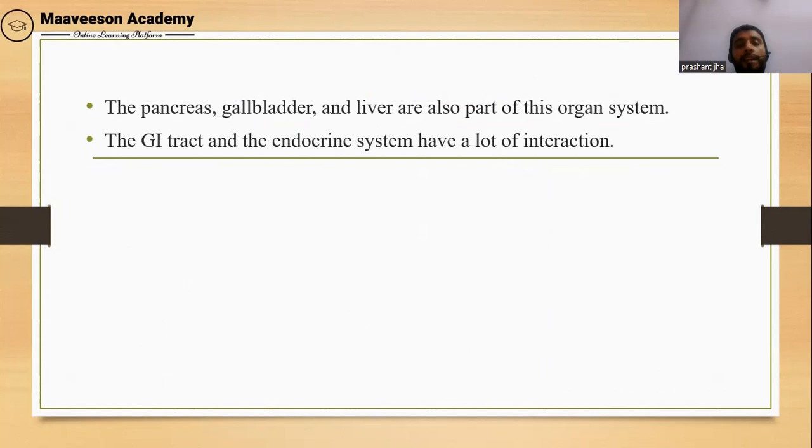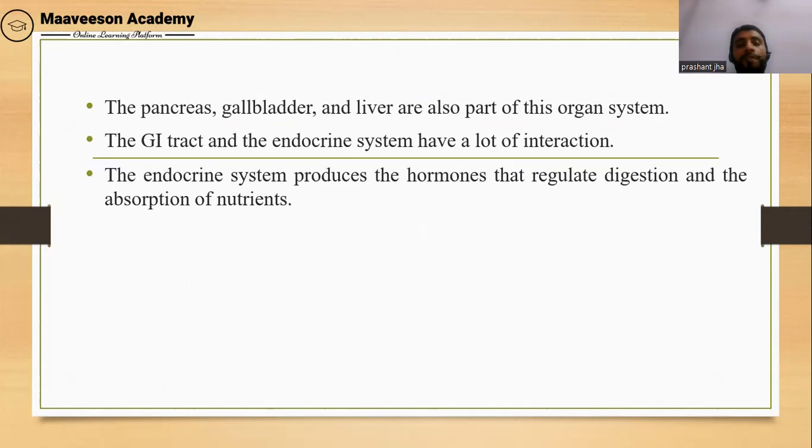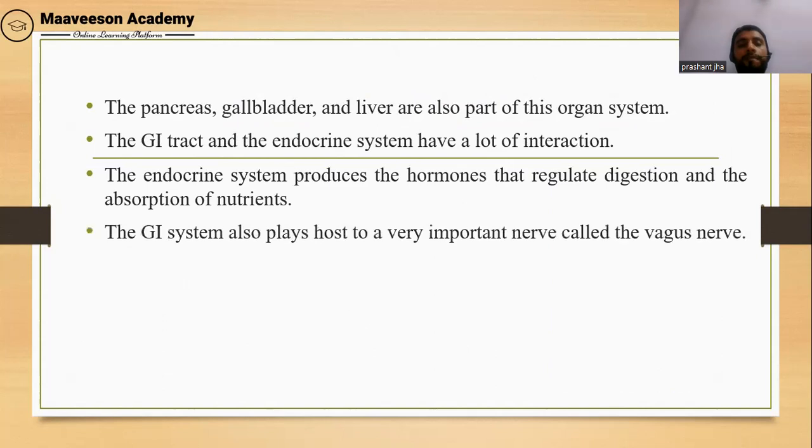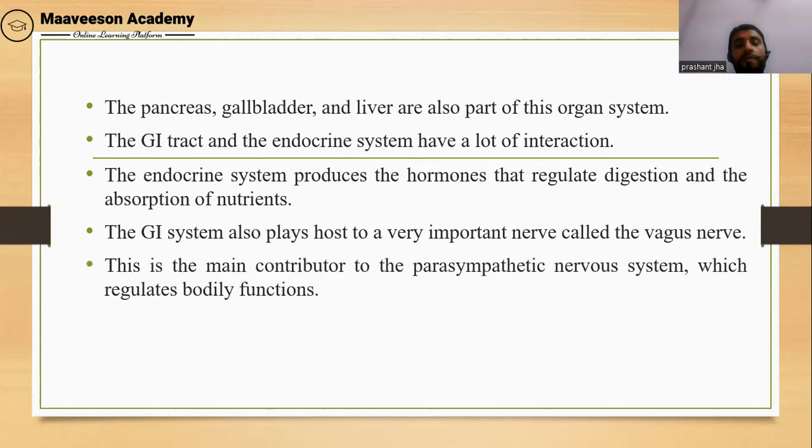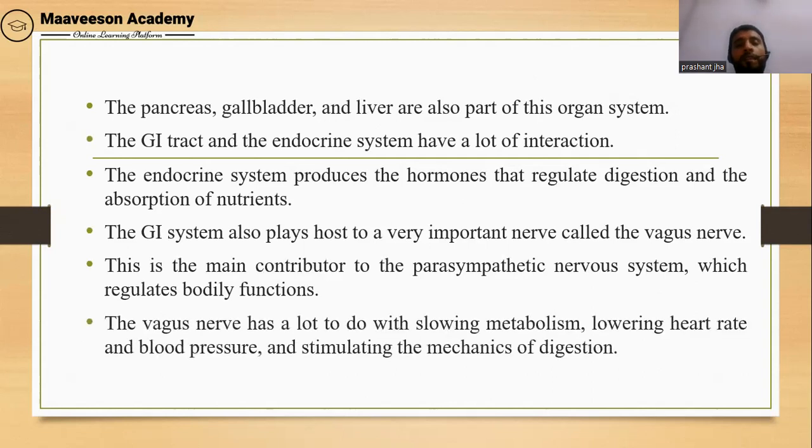The gastrointestinal tract and the endocrine system have a lot of interaction. The endocrine system produces the hormones that regulate the digestion and absorption of nutrients. The GI tract also plays host to a very important nerve called the vagus nerve. This is the main contributor to the parasympathetic nervous system, which regulates body functions. The vagus nerve has a lot to do with slowing the metabolism, lowering the heart rate and blood pressure, and stimulating the mechanics of digestion.